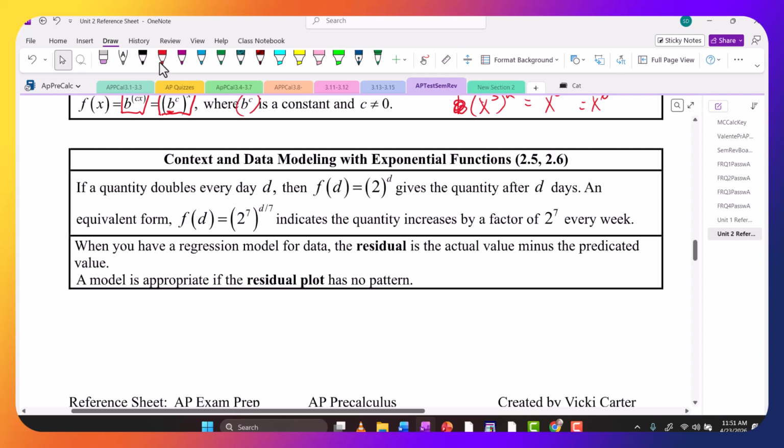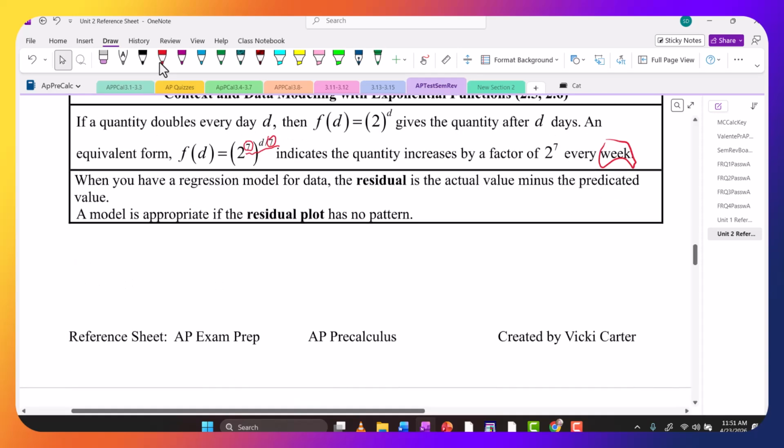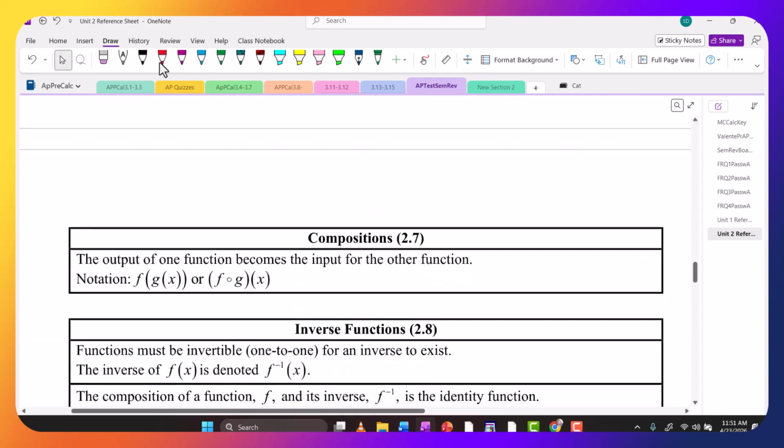All right, and then this is just, instead of doubling every day, turning it into weeks. How many days are there in a week? 7. Now again, if I multiply these two, then I would get 2 to the D, so it'd be equal. We're just writing this in a different form, and whatever 2 to the 7th is, that's our new base for a weekly scenario. All right, and then I guess we'd have to look at residual plots here.